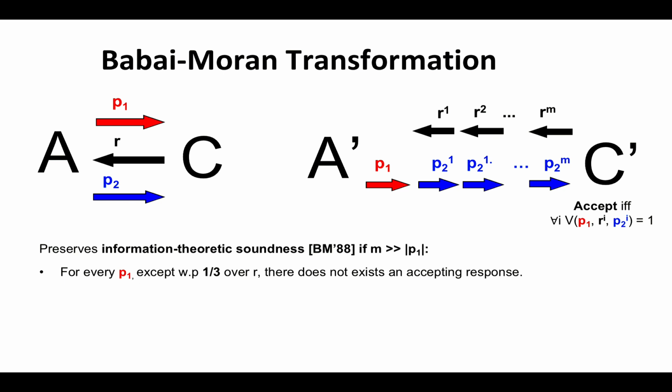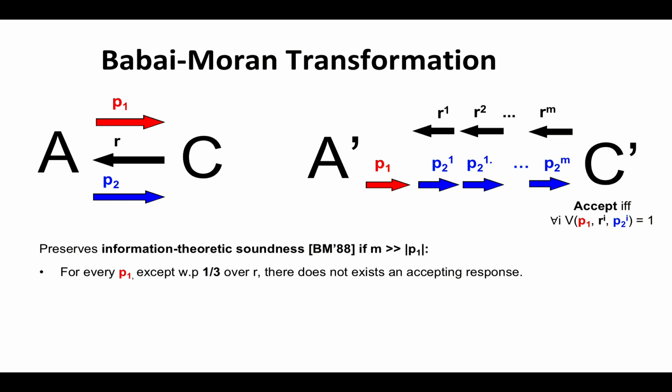Okay, so let's go over that argument. Information theoretic soundness of this protocol means that for every first message P1, it is the case that, except with probability 1/3 over the randomness R here, there is no answer.